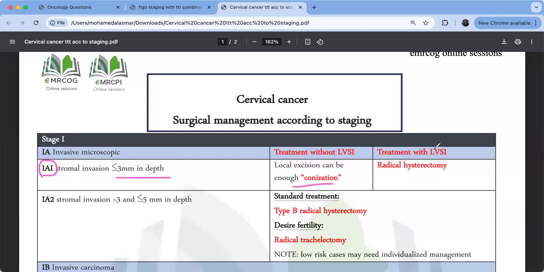But if there is lymphovascular invasion, which is actually not common at all in this stage, then we go for hysterectomy. So whenever you have lymphovascular invasion, remember, we will remove everything, okay?